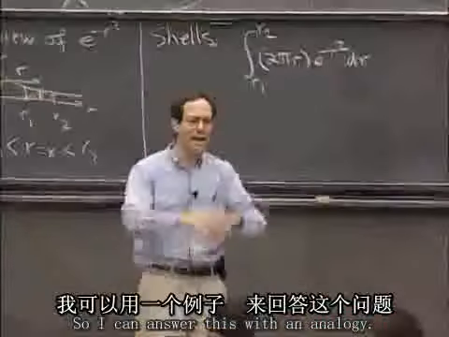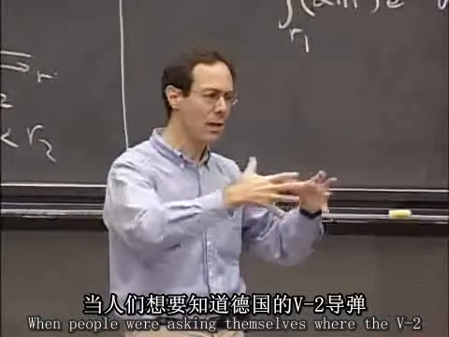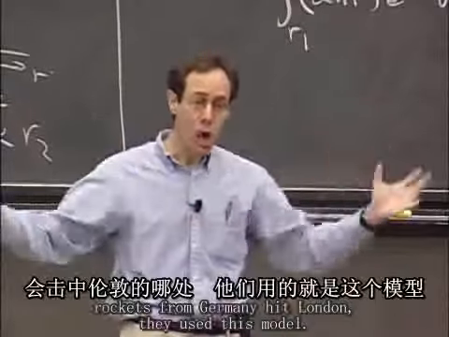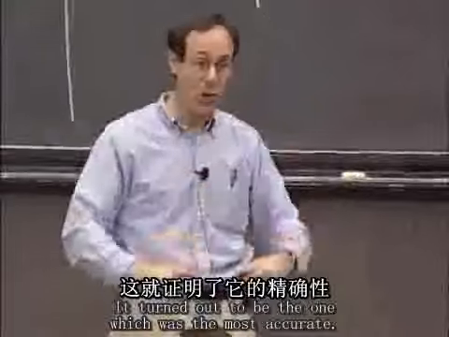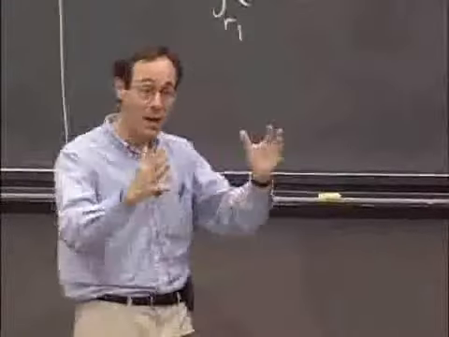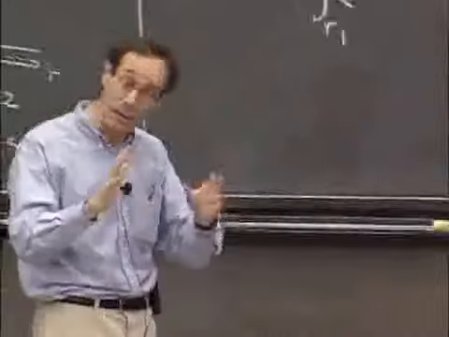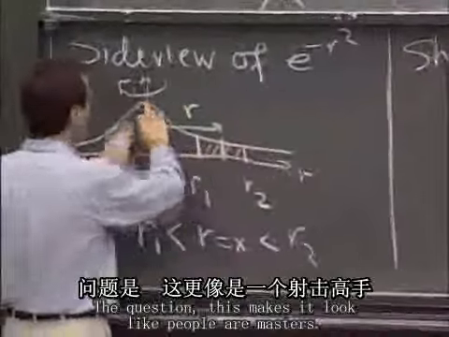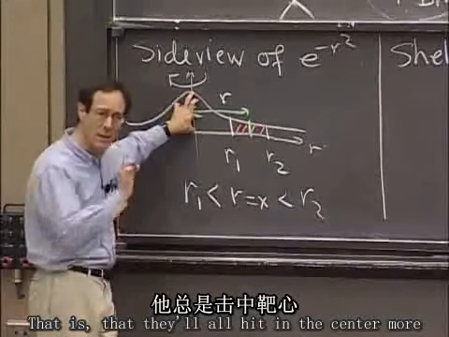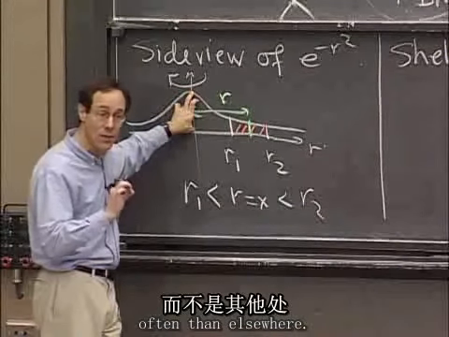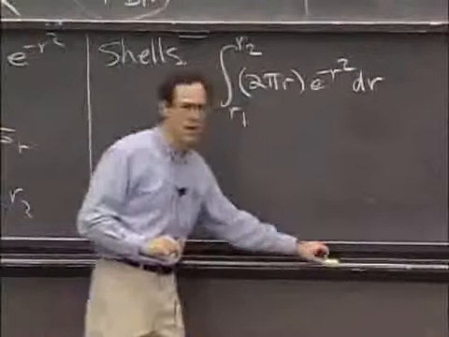So I can answer this with an analogy. When people were asking themselves where the V2 rockets from Germany hit London, they used this model. It turned out to be the one which was the most accurate. So that gives you an idea that this is actually real. The question makes it look like people are masters, that they'll all hit in the center more often than elsewhere. But that's actually somewhat deceptive.